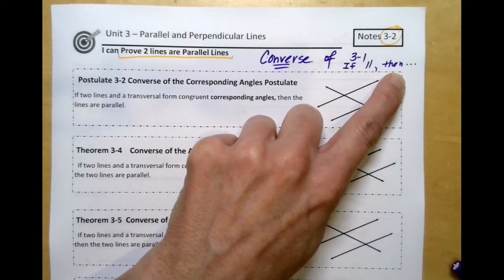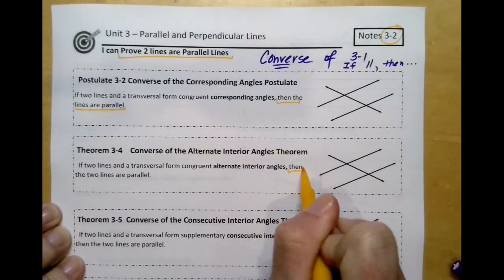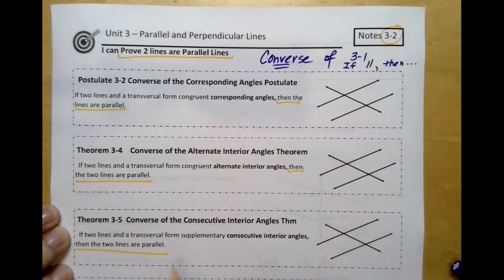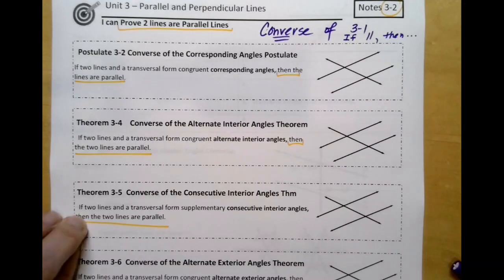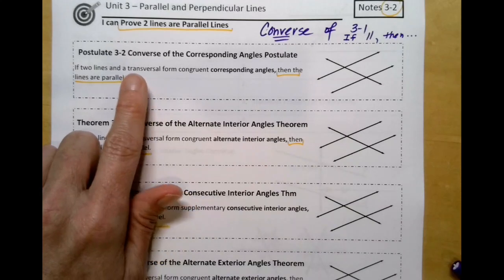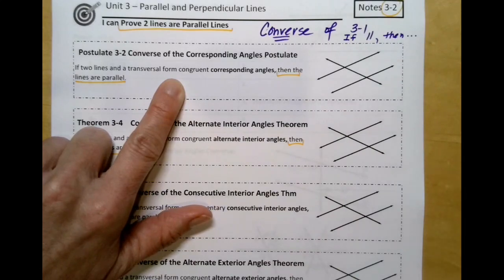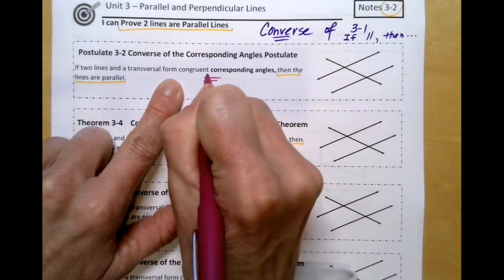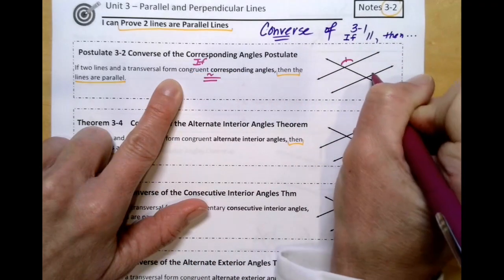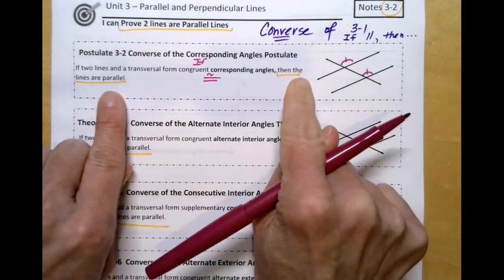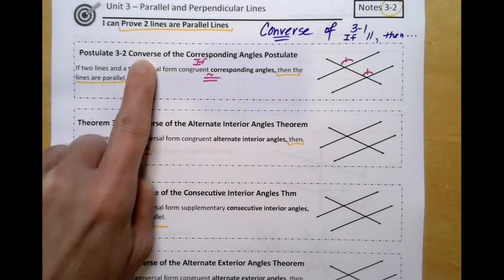relationships are true. And for every single one of these, then the lines are parallel is going to be our key component of conversation. So now it's backwards. If the two lines and the transversal form a pair of congruent corresponding angles, so if I have this angle congruent to this angle, then the lines are parallel. And notice it's now the converse of that postulate.